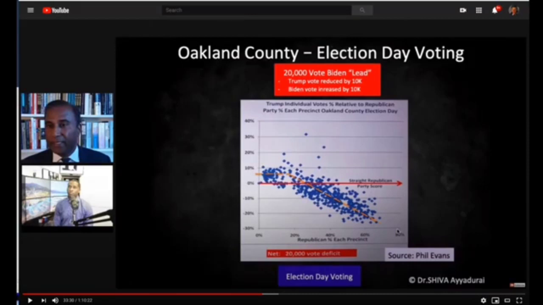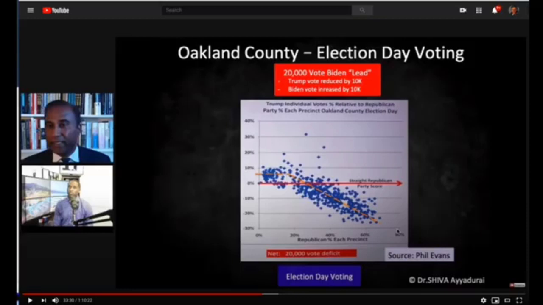And any of the blue dots below the line are votes that go to Biden, because that red line represents the straight down the ticket vote. I vote Republican, so Trump gets that vote. Any blue dots that are below the red line are people saying, no, I'm voting Republican, except for Trump. So every single blue dot you see below the line is a vote that was switched to Biden, and the further below the red line it is, the higher percentage of the votes that were switched to Biden. So I'm obviously going to have to clarify these charts a little bit, but you get the idea.